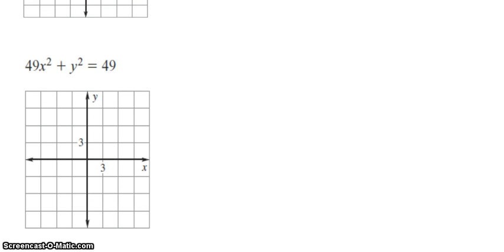Now in this next one, notice I'm not equal to 1. In order to be in standard form and everything to work out, I've got to be equal to 1. So if I divide everything by 49, since right now I'm equal to 49 instead of 1, I'll get x squared, I'll just leave it as over 1, you don't actually need the 1 there, plus y squared over 49 equals 1. Now I'm in standard form.